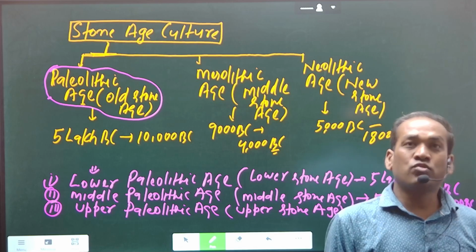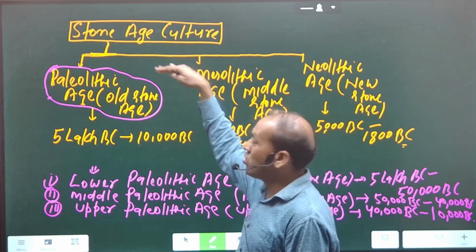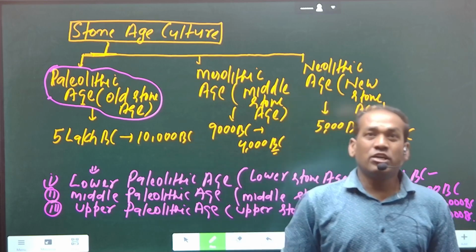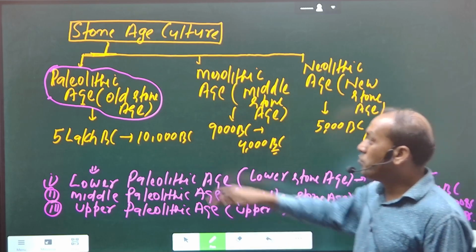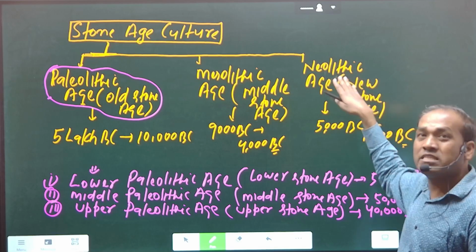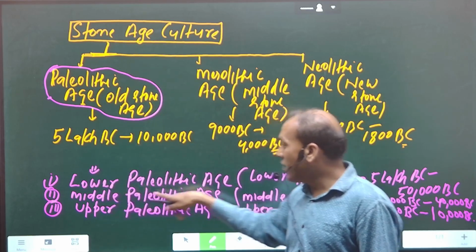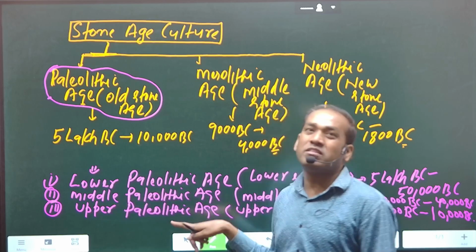So in order to finish with this Stone Age culture, you have to study Paleolithic age, Mesolithic age, Neolithic age, and in Paleolithic age, lower Paleolithic age, middle Paleolithic age, and upper Paleolithic age.